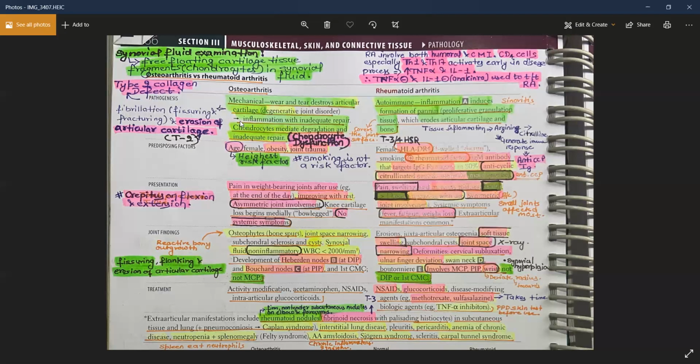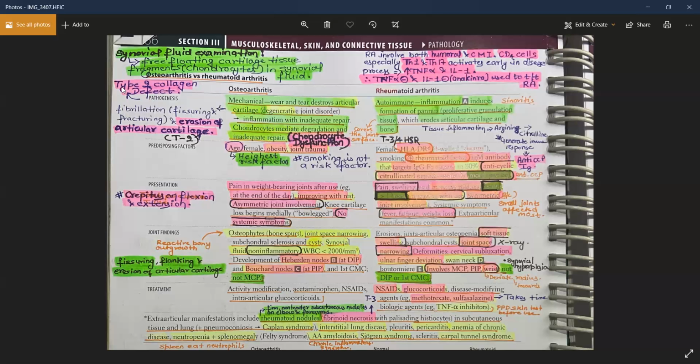Because of defective repair of this joint space by the chondrocytes, you will have destruction of articular cartilage. As a result, finally the cartilage will be gone and the bone will be exposed, right? The two bones in the joint will be in contact with each other, and as a result they become very inflamed, and bone spur formation can occur, and that all leads to osteoarthritis. It is due to chondrocyte dysfunction.